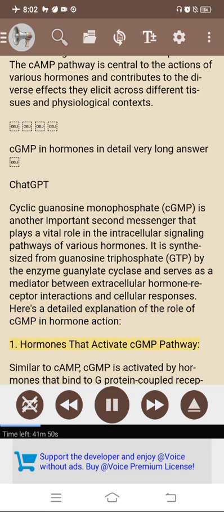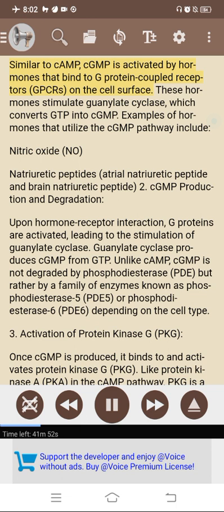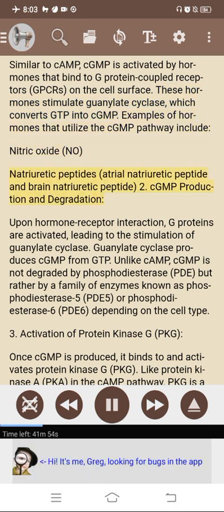1. Hormones that activate the cGMP pathway. Similar to cAMP, cGMP is activated by hormones that bind to G-protein coupled receptors (GPCRs) on the cell surface. These hormones stimulate guanylate cyclase, which converts GTP into cGMP. Examples of hormones that utilize the cGMP pathway include nitric oxide (NO), natriuretic peptides, atrial natriuretic peptide, and brain natriuretic peptide.